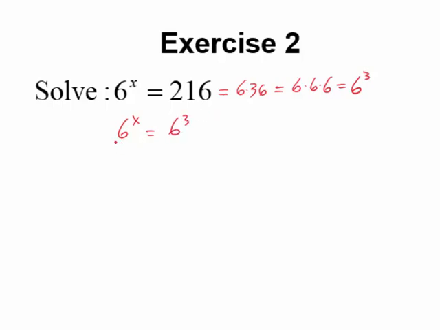When we've gotten the same base, we can drop those bases. We're just setting the exponents equal to each other and solving. Here it's straightforward, so x is equal to 3. And that's your solution, because if you plug in 3 for x, you get 6 cubed, which is 216.